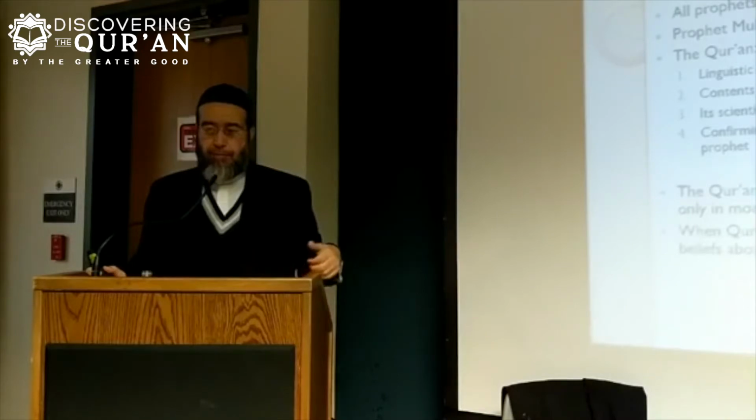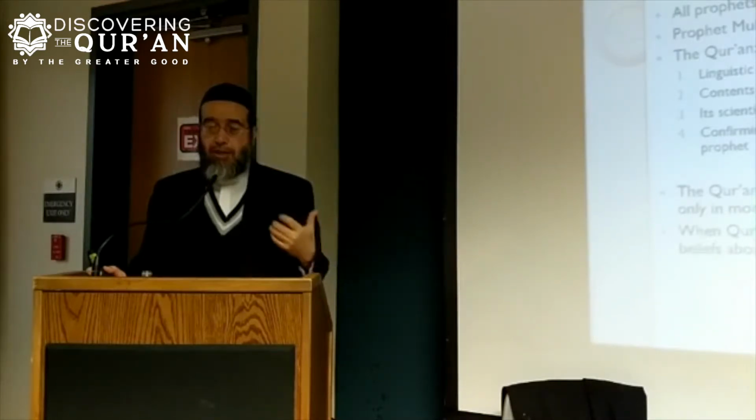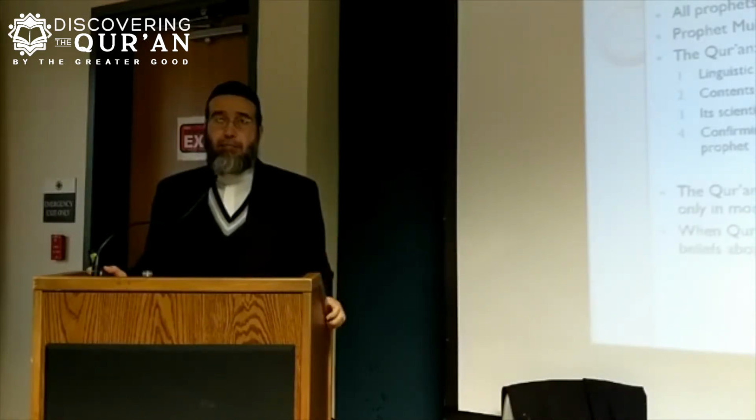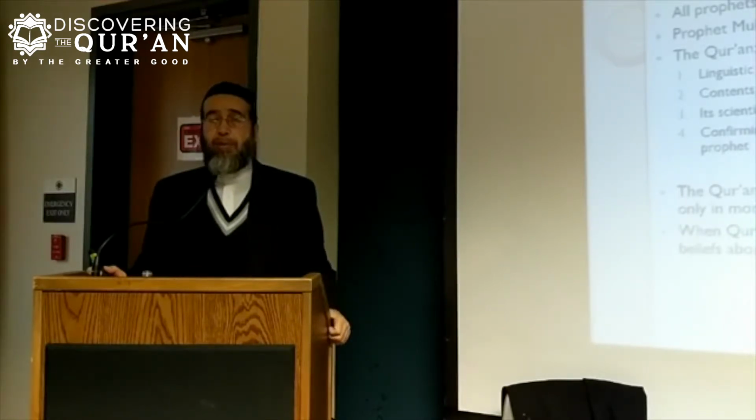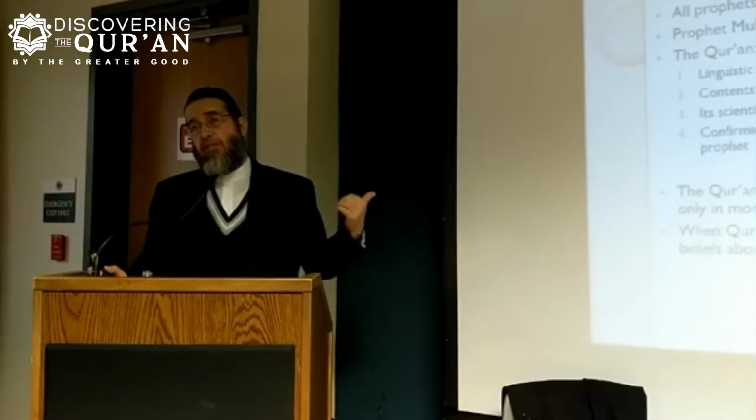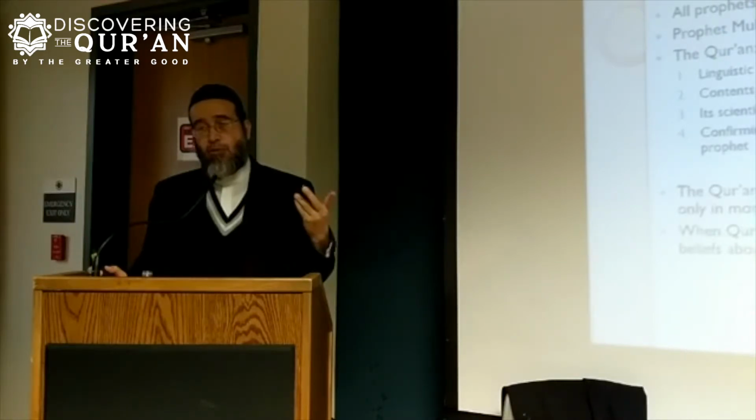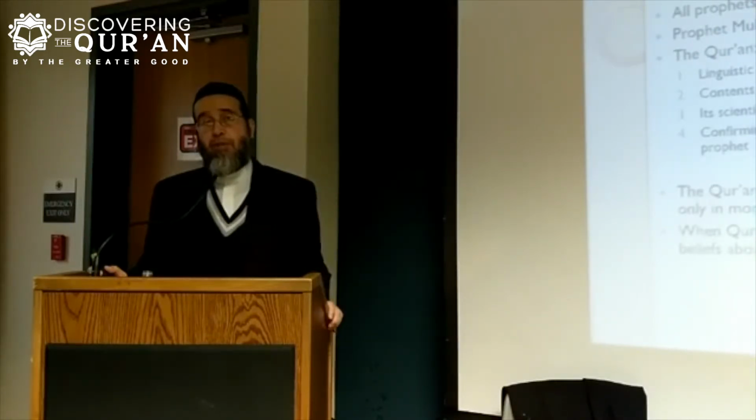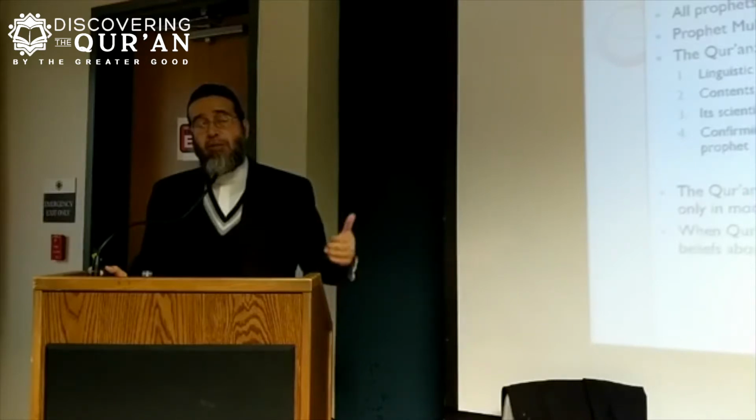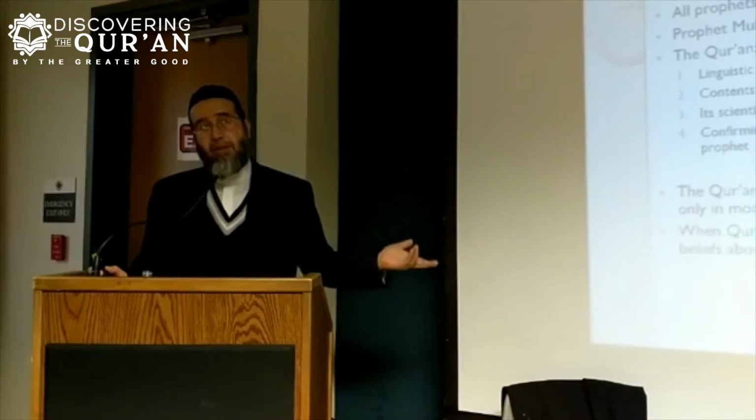So this is considered also a living miracle, meaning that at any time through the history of humanity, people can verify that the recipient of this book is a prophet, because the purpose of miracles was to prove prophethood, right? All prophets showed miracles so that they prove that they are prophets of God. How can you do that through the Quran, and how does it become a living miracle?